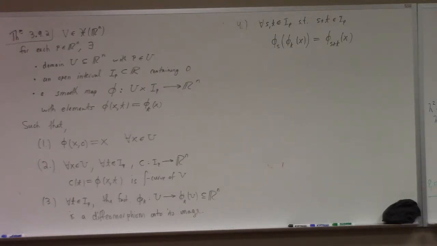I mean, there's a group structure to be found here. If we have I_p as the reals, then the inverse of phi of s exists, because if s is in there, minus s is also in there. So phi of s and phi of minus s are inverse as maps. And so if you look at it, there's a one parameter group of diffeomorphisms here.